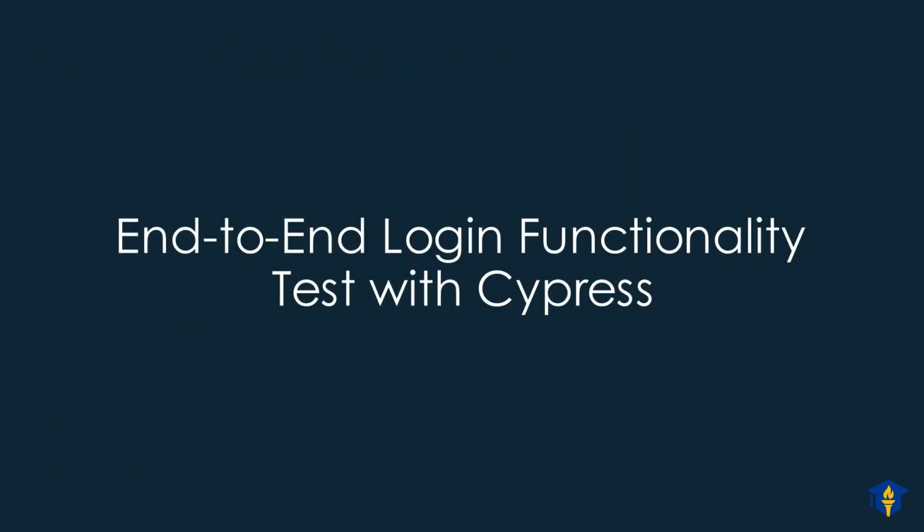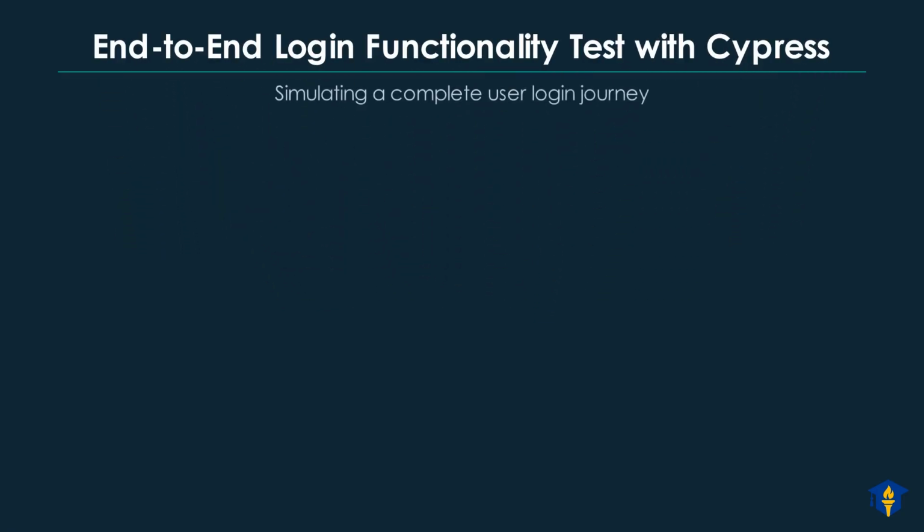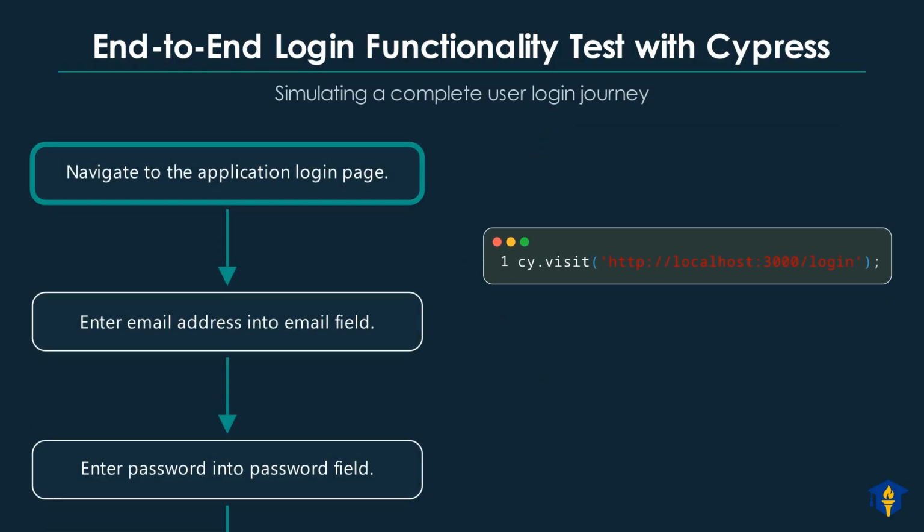We will now demonstrate an end-to-end login functionality test using Cypress. This allows us to simulate a complete user login journey within the application. The first step involves navigating directly to the application's login page URL. The command cy.visit directs Cypress to the specified localhost login URL.